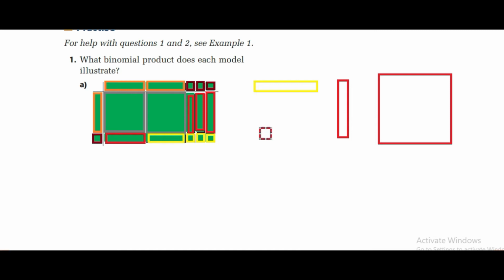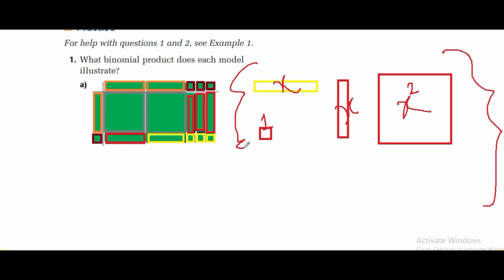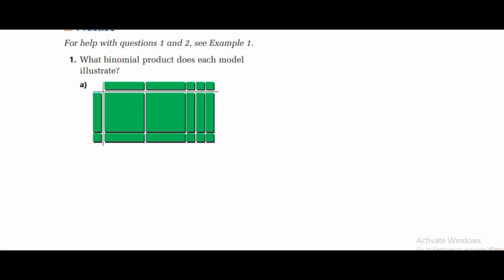This is also representing the x, that one is the x square, the big square, and that one is 1. When you understand these things, you can easily solve all sorts of binomial questions. One is the horizontal line and the other is the vertical line.